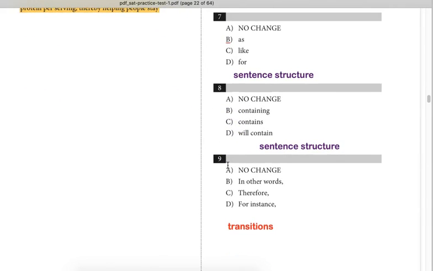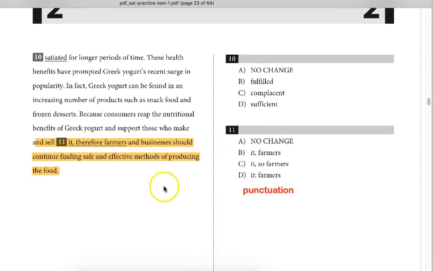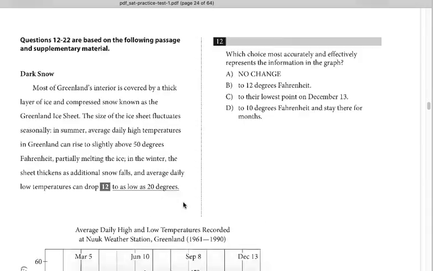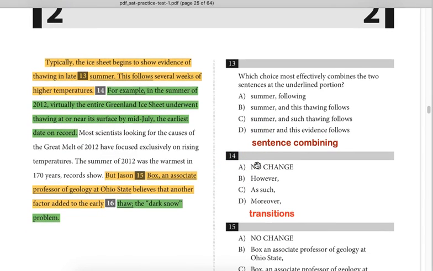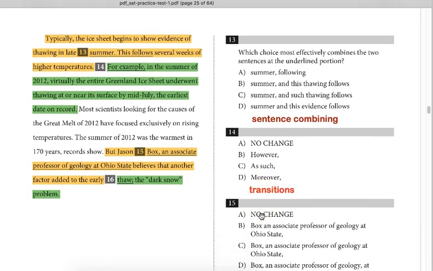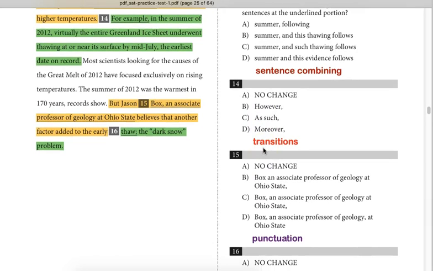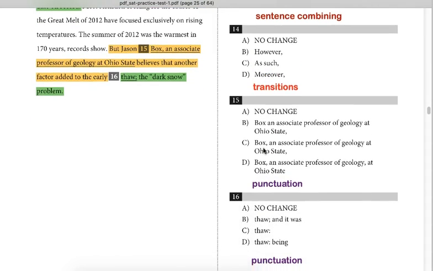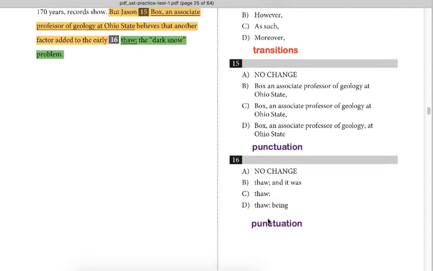So now without further ado, having just given you a brief overview of the types, let me show you how much they appear on these exams. If I move to number 10, I see again another punctuation error. If I scroll down and I look at this passage here, I see errors with what's called sentence combining, establishing relationships between sentences. I see transitions once again. However, as such, moreover, again, looking at relationships between sentences. In number 15, there's a punctuation error. In number 16, there's a punctuation error.